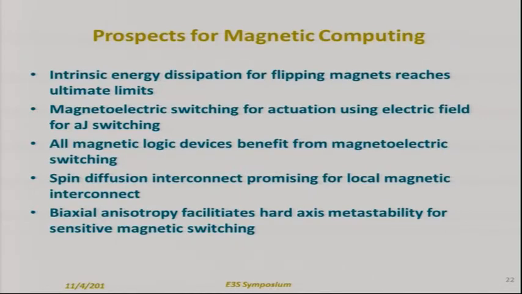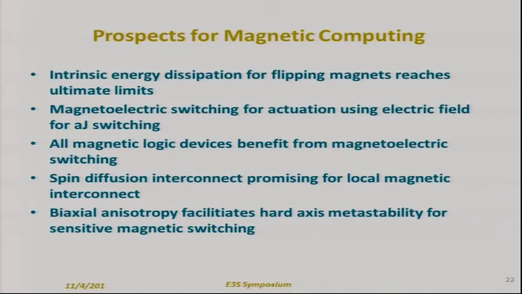So let me just wrap up with some prospects for magnetic computing. What I've tried to show you is that at least the intrinsic energy dissipation for flipping magnets can reach the ultimate limits. We've got this innovative new mechanism for controlling magnetism directly using an electric field with these exciting new multiferroic materials. At the moment, it looks like we could project that these might scale into the attojoule range.